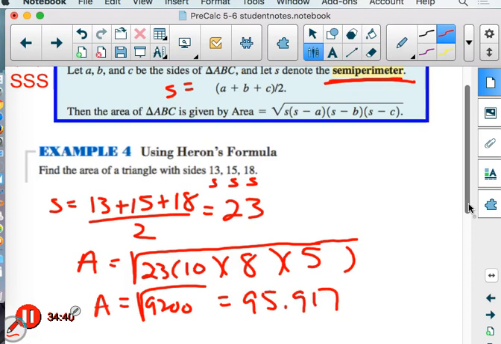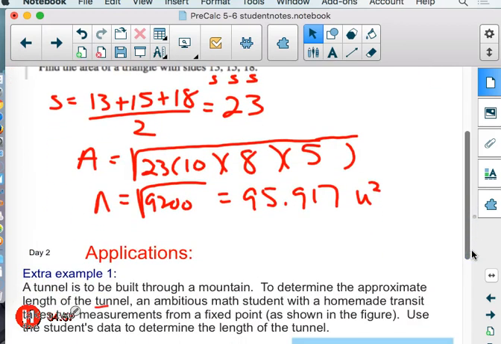Square units. They didn't tell us a label. We do have to put square units on this because this label is going to let somebody know that we are talking about area here. Let me put square on there. So 95.917 square units. Heron's formula. If that's in the homework or on the test, 4, 3, 3210. All you gotta do.